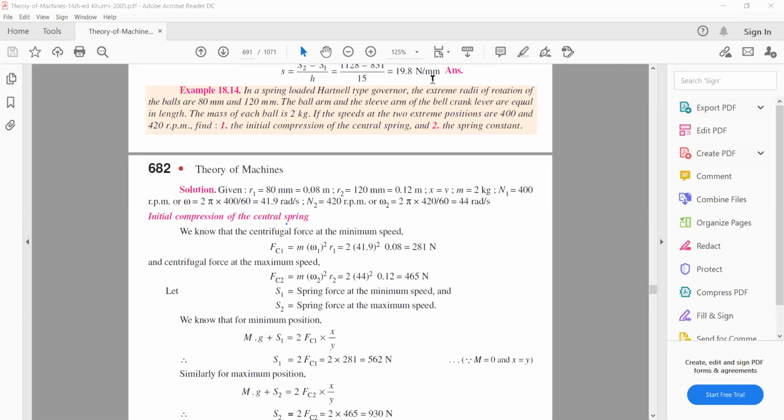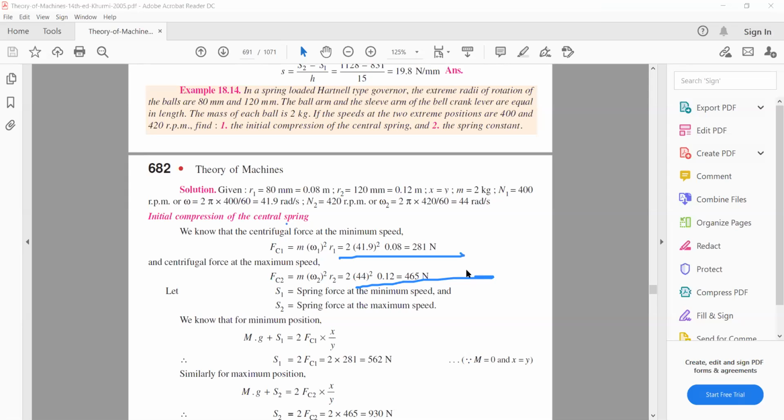So that value is 281 Newtons. Now what is the FC2 value? FC2 equals m omega 2 square R2, which comes to 465 Newtons. In this, S1 and S2 are the representations where S1 is the spring force at the minimum speed and S2 is the spring force at the maximum speed.